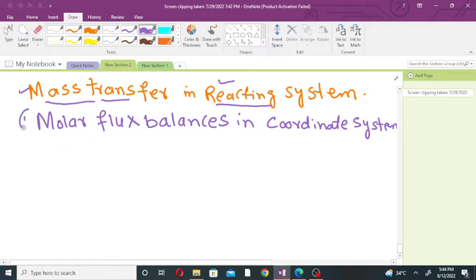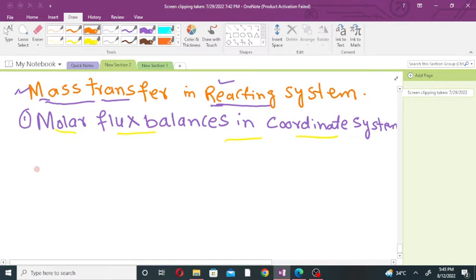This is the first topic of this chapter, mass transfer in reacting systems, in the book Elements of Chemical Reaction Engineering by Fogler. Molar flux balances in Cartesian coordinate system. So first of all we should know mole balances, molar flux balances.